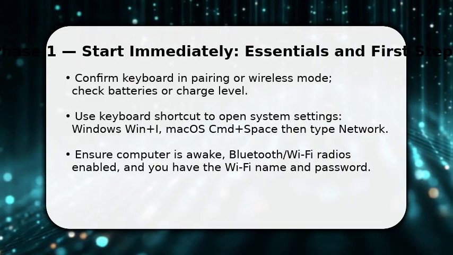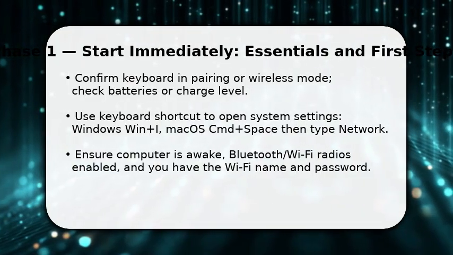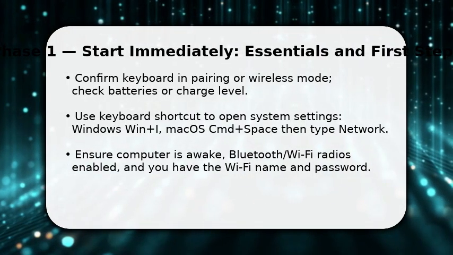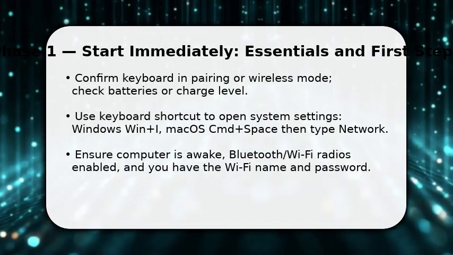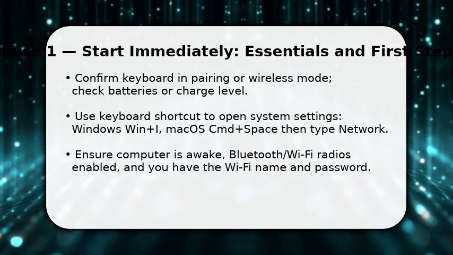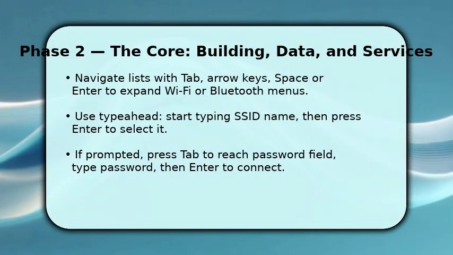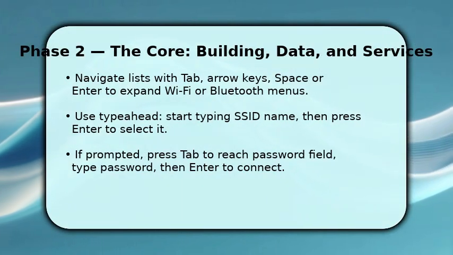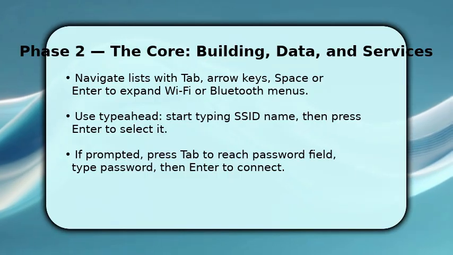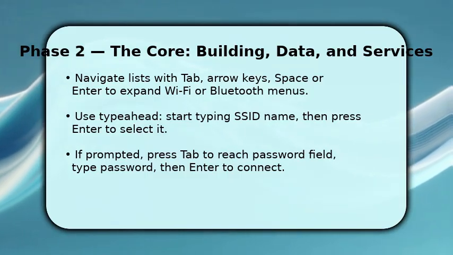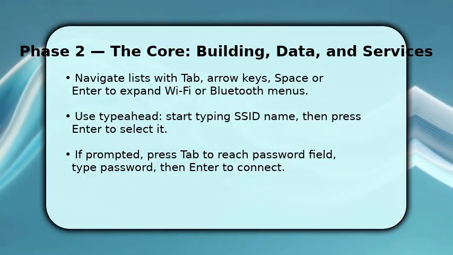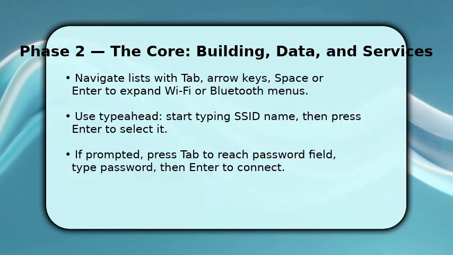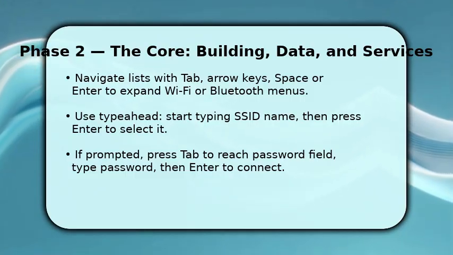You do this because using only the keyboard relies on predictable focus movement, so enable Bluetooth or Wi-Fi radios now, and confirm you know the SSID and password before proceeding. Once settings are open, navigate using tab and arrow keys to reach the Wi-Fi list. Press space or enter to expand it. You can use type ahead by typing the SSID name so the focus jumps to the correct network. This speeds selection when lists are long.